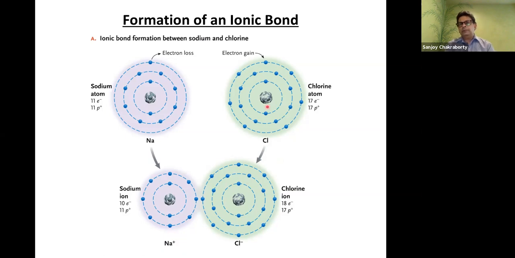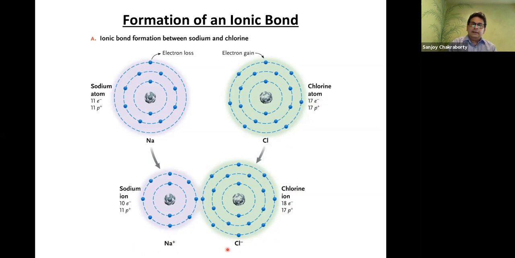Same thing with chlorine. Once chlorine gained the electron, it used to have 17 electrons and 17 protons, which neutralized each other. But now it has 18 electrons, one electron extra. So it's showing a negative charge. Right here, negative charge. So now it is a negatively charged ion. This is a positively charged ion. This is the sodium ion, and this is called the chloride ion.